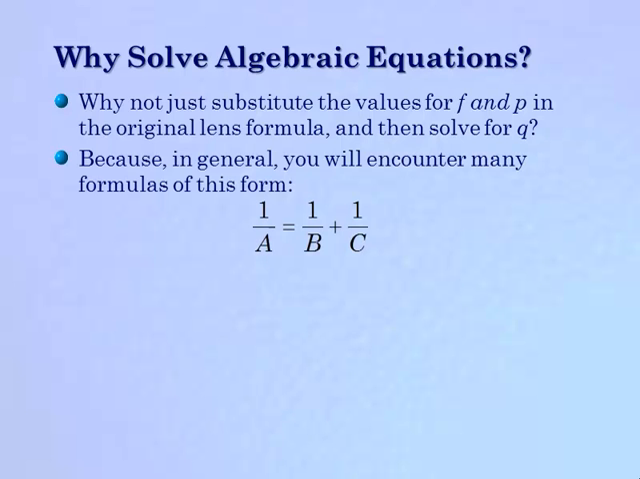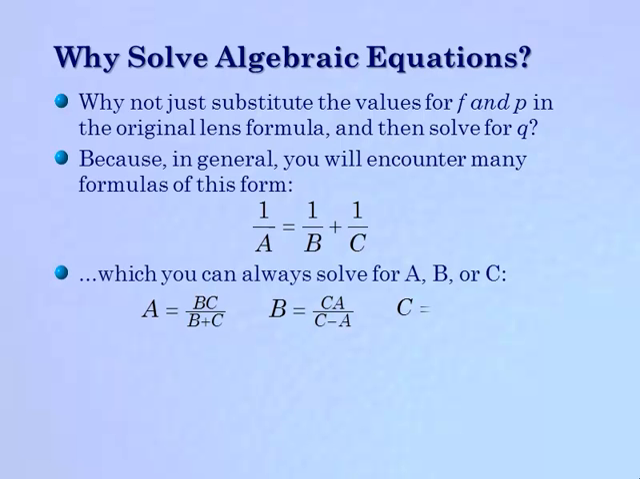We'll often see formulas that have 1 over A is equal to 1 over B plus 1 over C, some three variables, A, B, and C. And if you want to isolate one of those, this technique that you learned today will allow you to do that. So you can always solve for A, B, or C now by using these techniques. As we saw, A is equal to BC over B plus C. We can solve for B. B is equal to CA over C minus A, or we can solve for C, and we'll end up with C is equal to BA over B minus A.